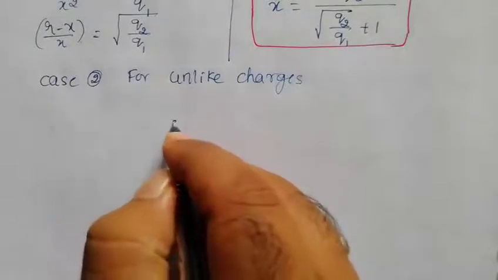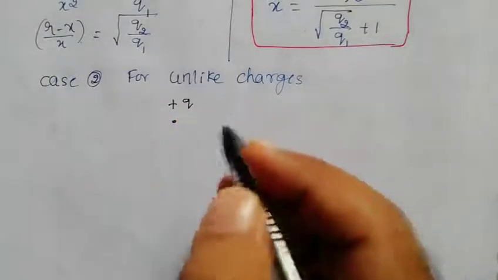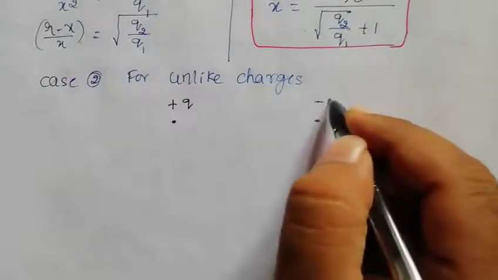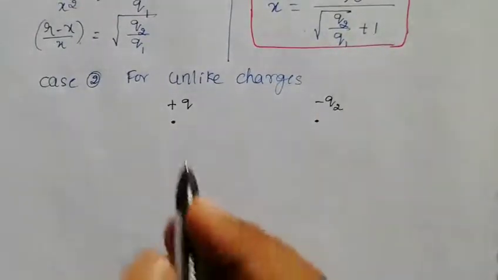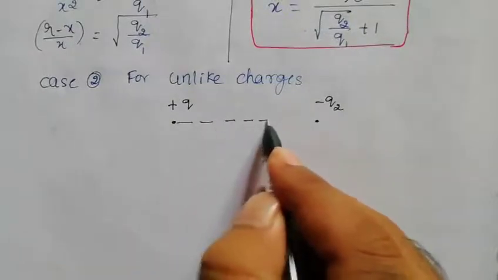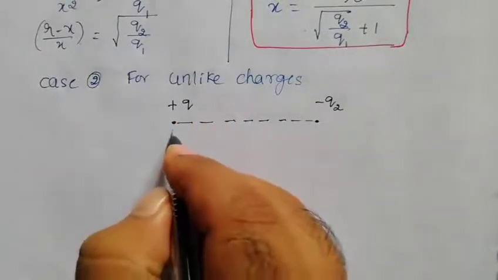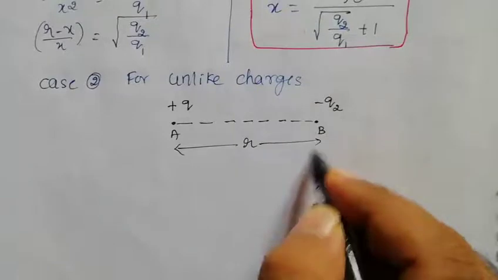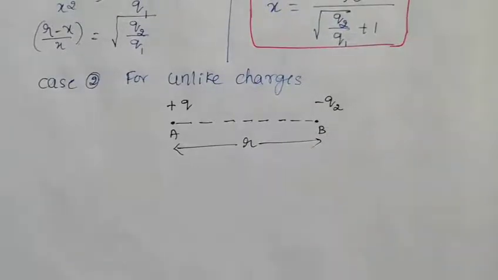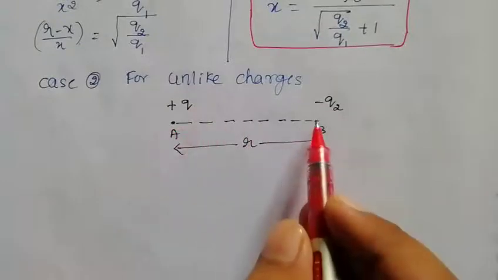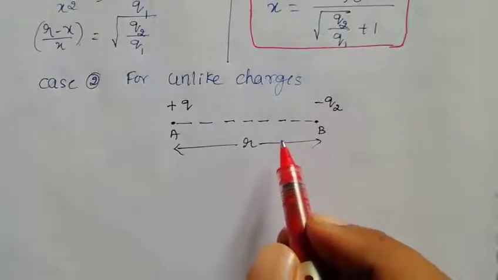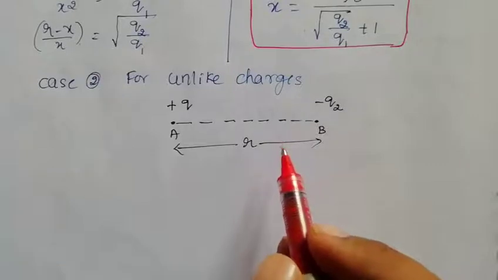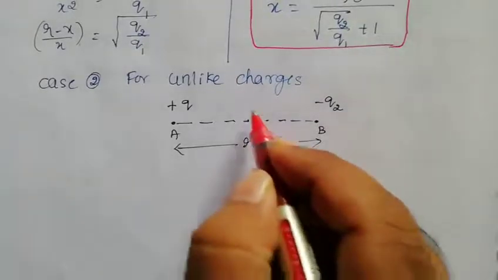Here there is one charge, let me take plus q, and there is one more charge, minus q2. These two are separated by some distance. Let me give some names for these: this is A and this is B. The distance between these two charges, let me take as R. Now see here. First, logically we need to think about where the net electric field strength can be 0. So in between, is it possible? Yes or no?